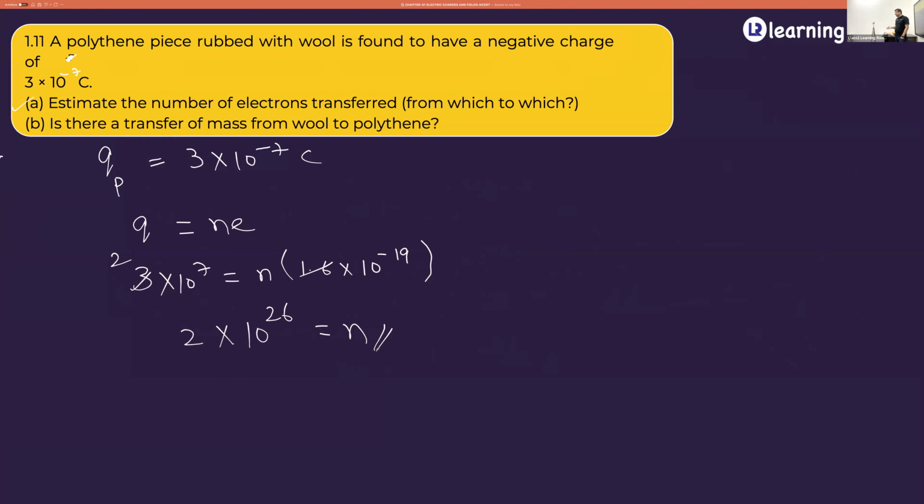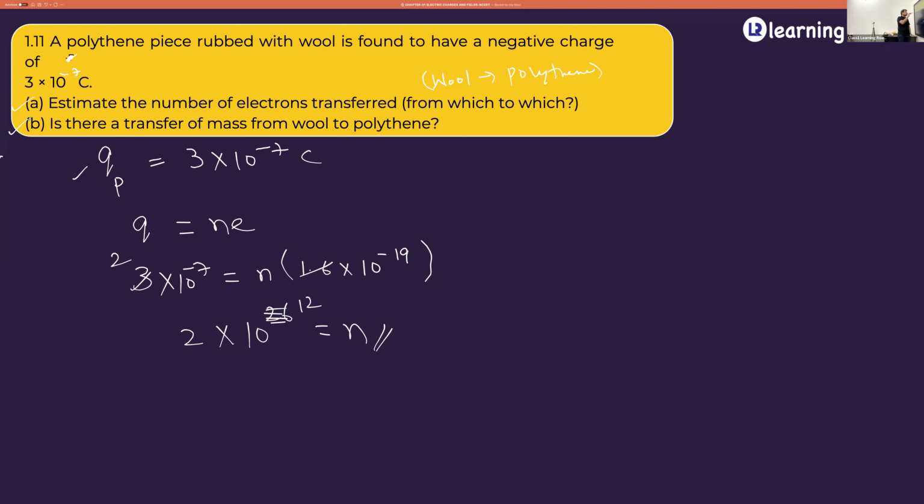But the question is, who has gained these electrons? It's polyethylene. So they asked from which to which. Electrons have got transferred from wool to polyethylene. I hope that makes sense. They have got transferred from wool to polyethylene. Minus 7, okay, minus 7 means then it should be 10 power 12, not 10 power 19. So 2 into 10 power 12 are the number of electrons that have got transferred. Yeah, this is minus 7. No, sorry.